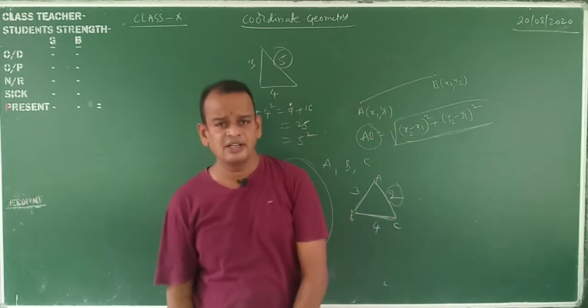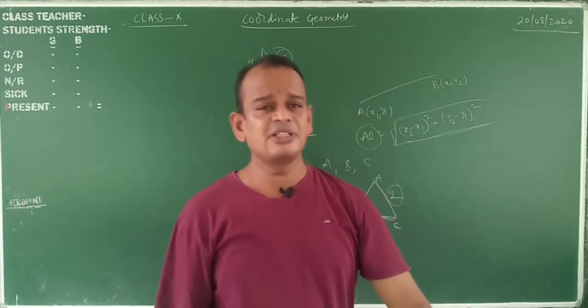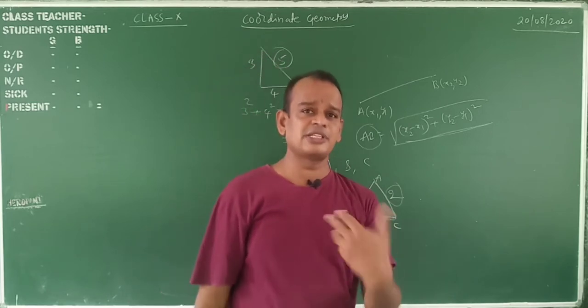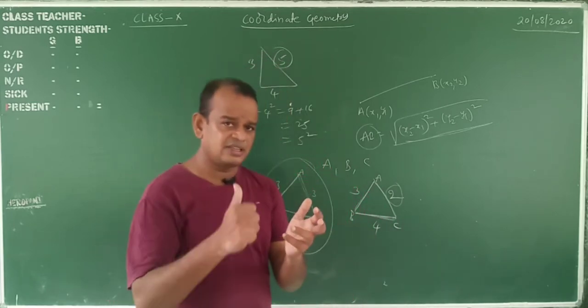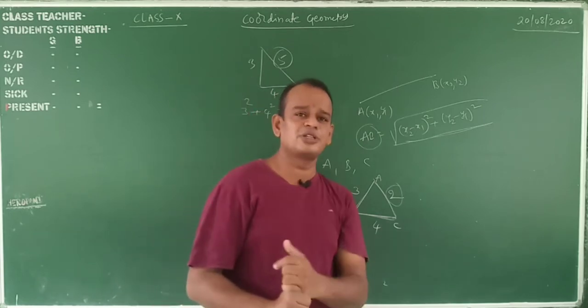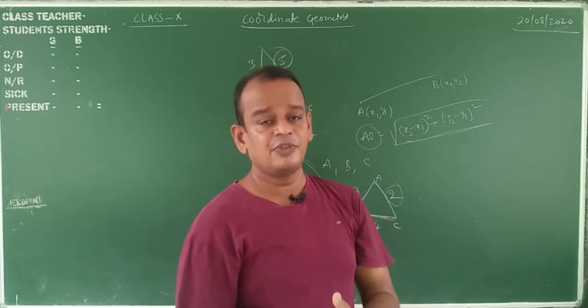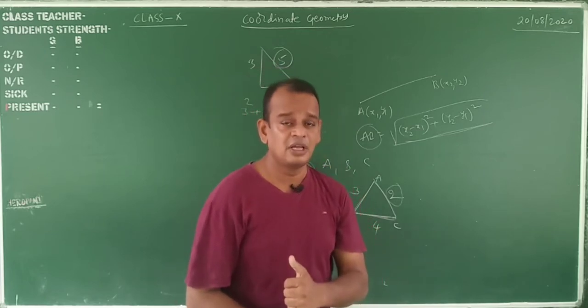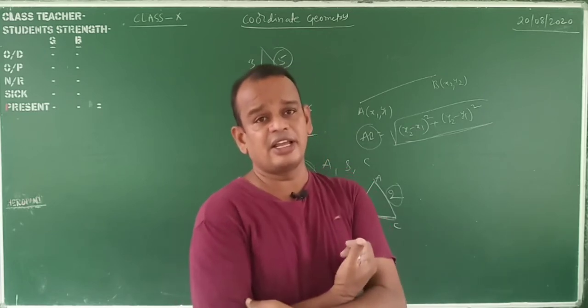Next, isosceles triangle. What is the meaning of isosceles triangle? We can find the three side lengths, distances AB, BC, CA. In that, any two must and should be equal. Then the triangle is called an isosceles triangle.